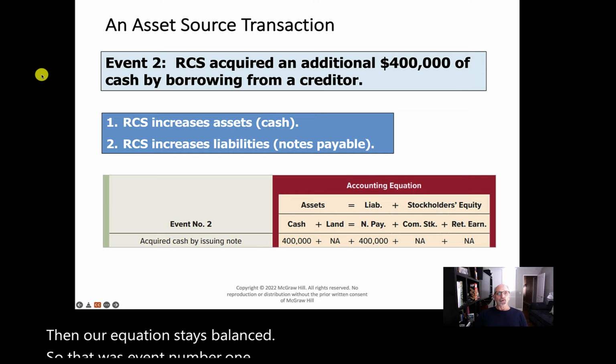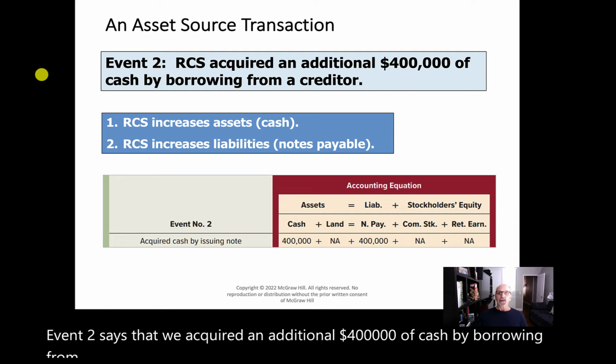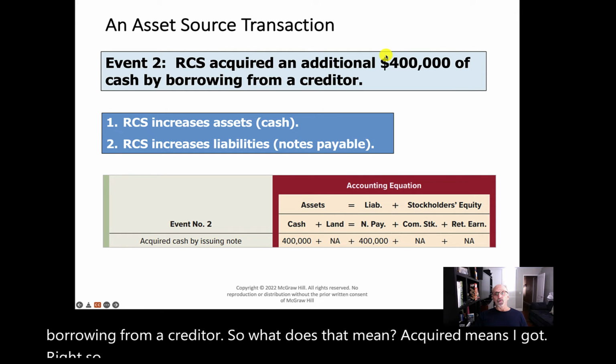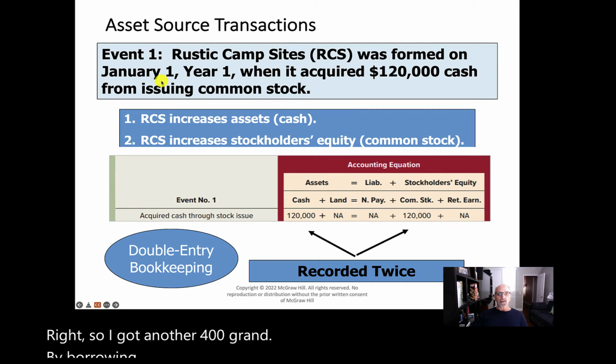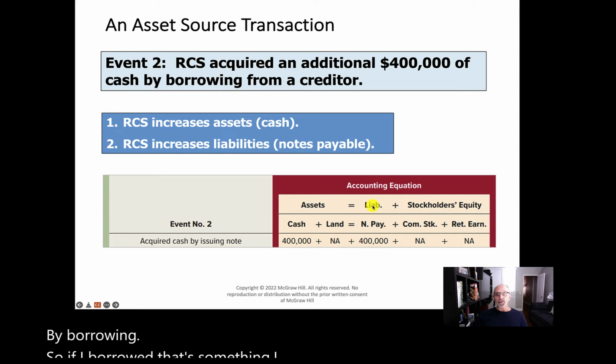Event number two says that we acquired an additional $400,000 of cash by borrowing from a creditor. So what does that mean? Acquired means I got, right? So I got another 400 grand by borrowing. So if I borrowed, that's something I owe. So that's going to come under liabilities.